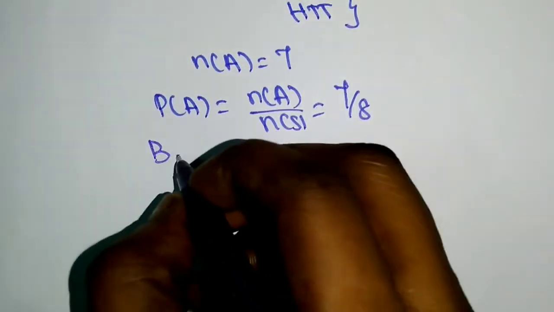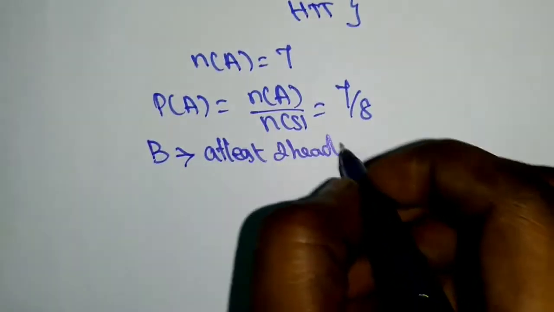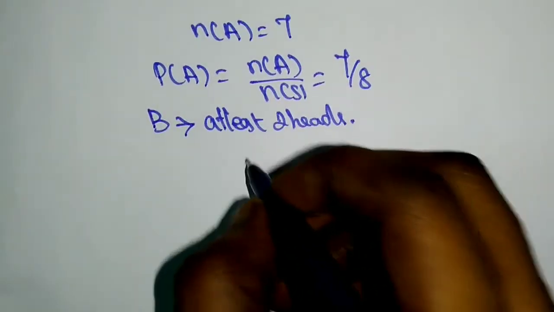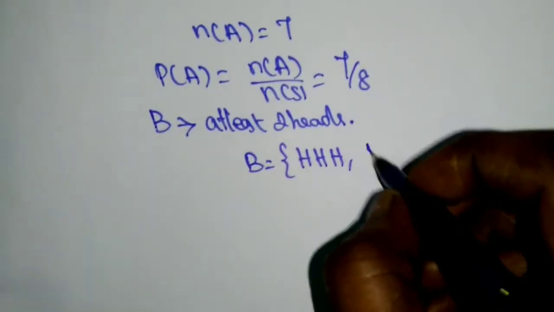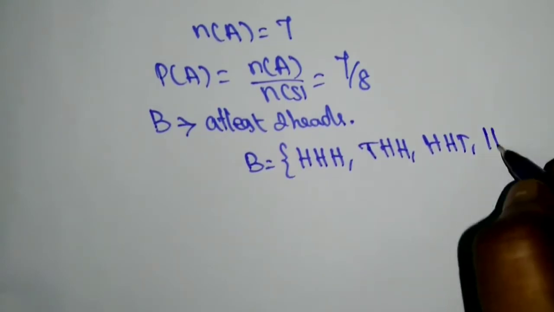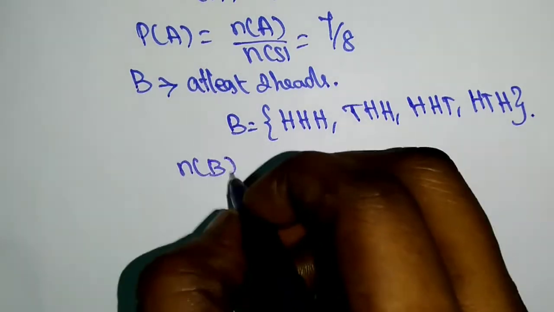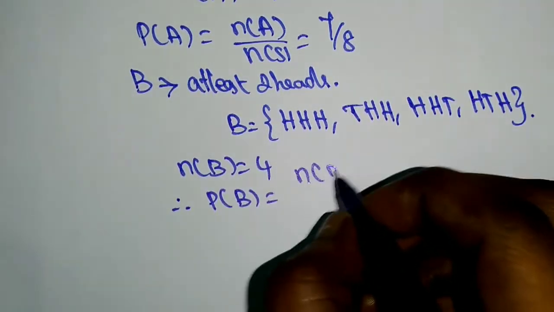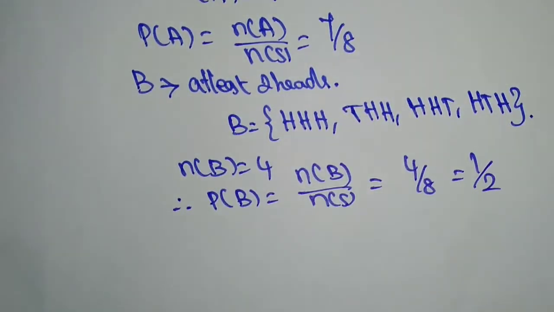So now B, that is at least 2 heads. At least 2 heads means 2 heads or 3 heads. Okay. So B is equal to HHH, THH, HHT, HTH. Okay, so N of B is equal to 4. So therefore P of B is equal to N of B divided by N of S. So 4 by 8 is equal to 1 by 2.